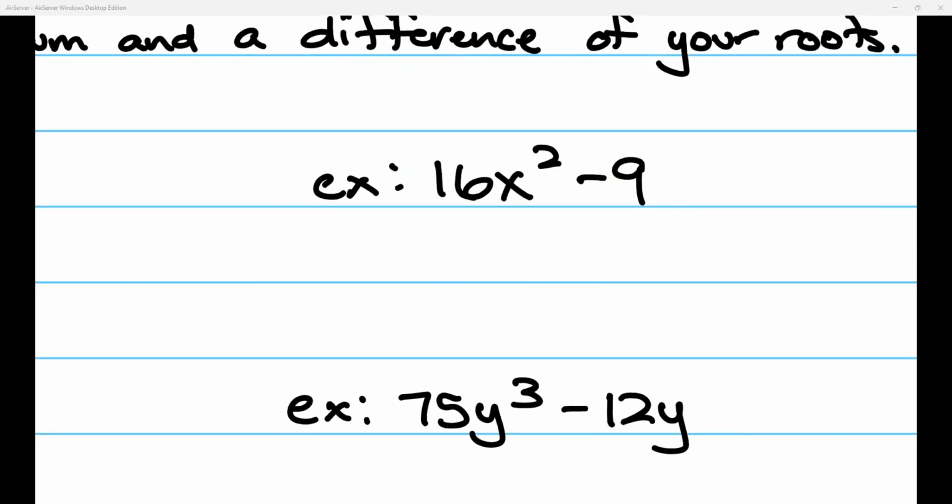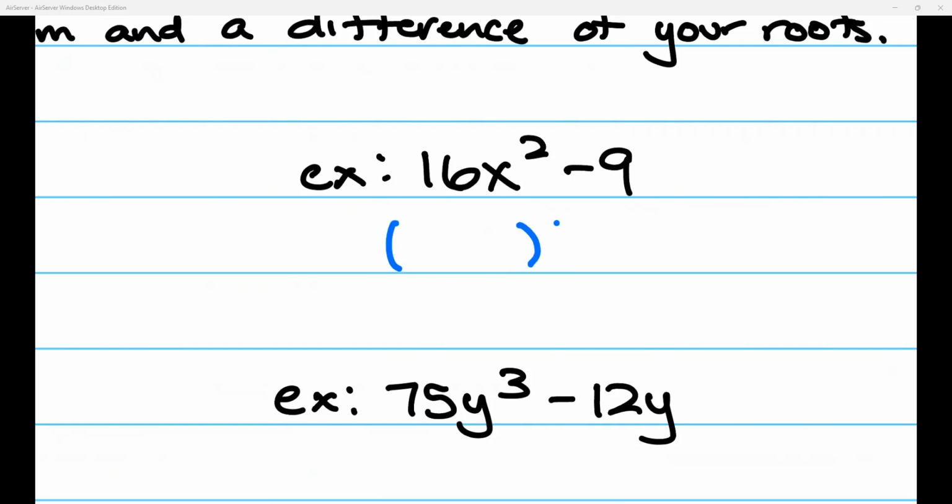So that means I can pretty much factor my answer. I just got to put my parentheses down. To get the 16x squared, I know it's a 4x times a 4x. And to get the 9, I know that's going to be a 3 times a 3. To get the difference of squares, I make the first one positive, the second one negative, and I am done. I have factored this by using the difference of squares.